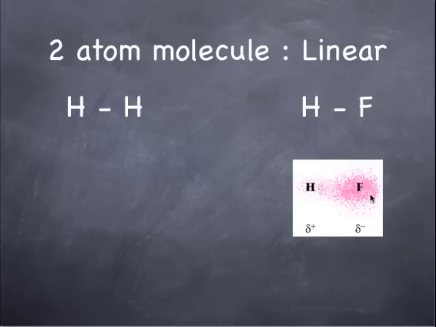You can kind of see, this is like a little density graph. You can see fluorine is going to have that electron more than hydrogen. It's going to be polar. The electrons are partially negative, and hydrogen loses it, partially positive. A linear molecule is the exact same as a polar bond. Yep, only one bond to talk about.